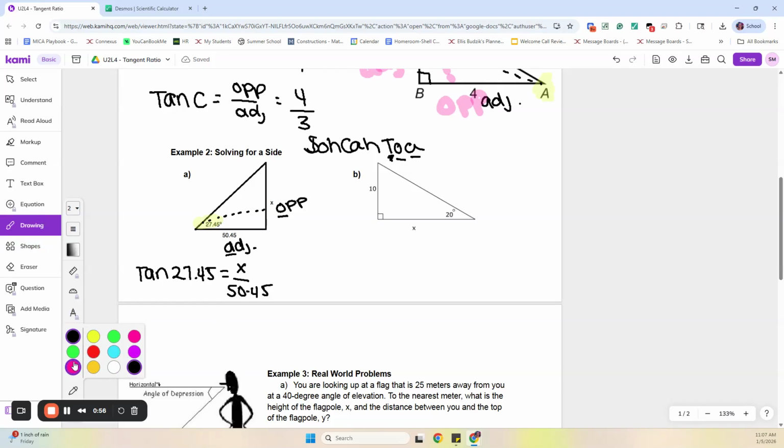Then what we're going to do is multiply by our denominator. So I'm going to multiply by 50.45 to get rid of our denominator. Multiply over here by 50.45. So when I rewrite this, I'm going to get 50.45 tan of 27.45. And then we can enter that equals x. We can enter that into our calculator.